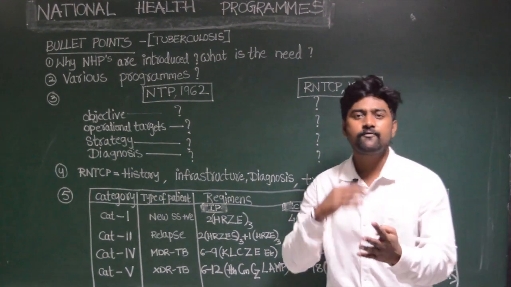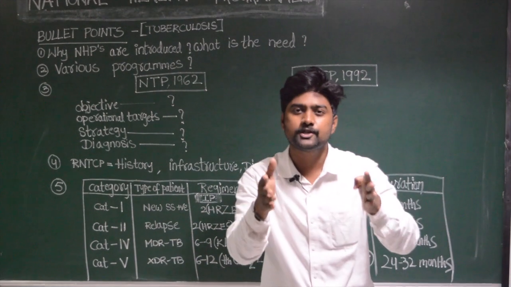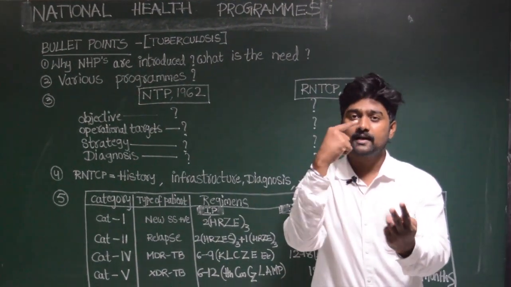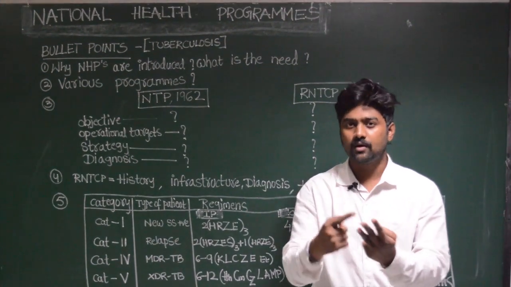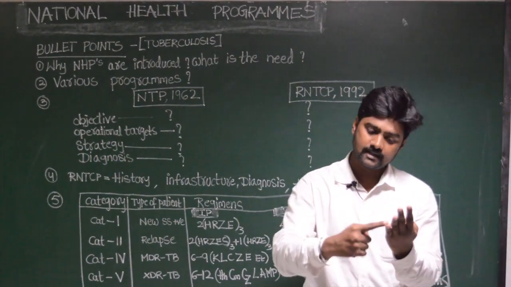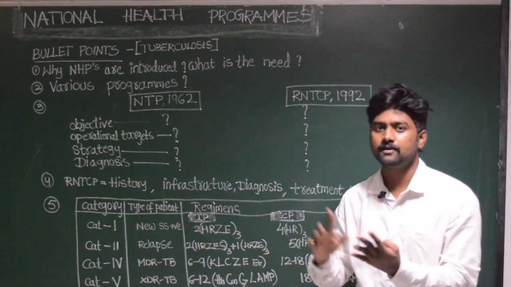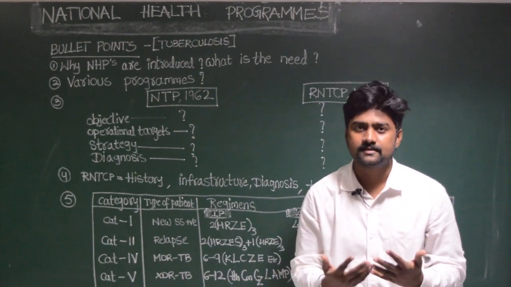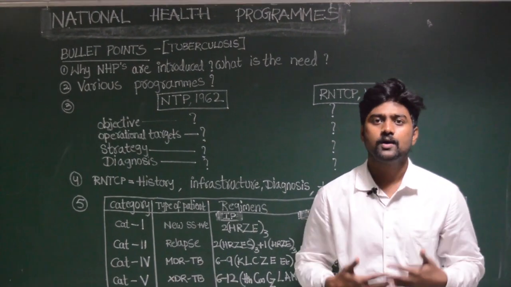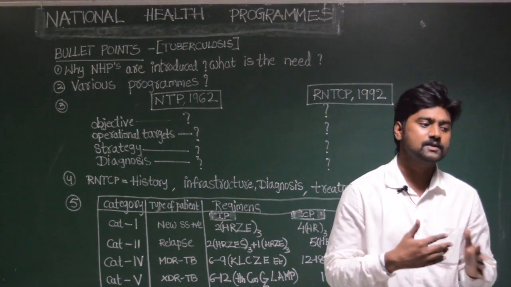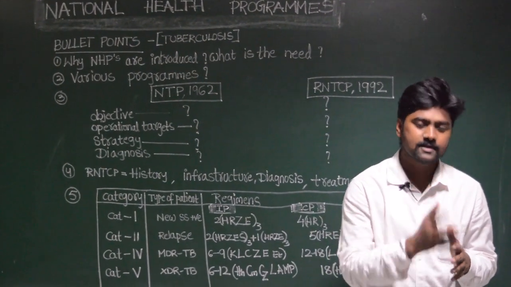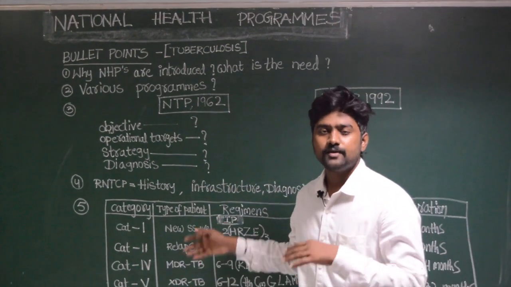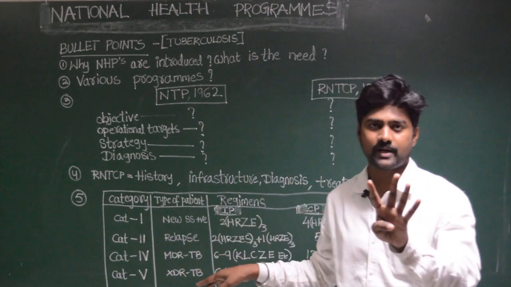There will be 4 categories in the treatment. We'll divide the patients into 4 categories: category 1, category 2, and category 4 and 5, which we'll generally call resistant people. In category 1, what will happen? The newly positive cases, the person who acquires a new case, for whom it was the first time being infected with TB, come under category 1. Generally in category 1, we'll have 4 drugs in the treatment.